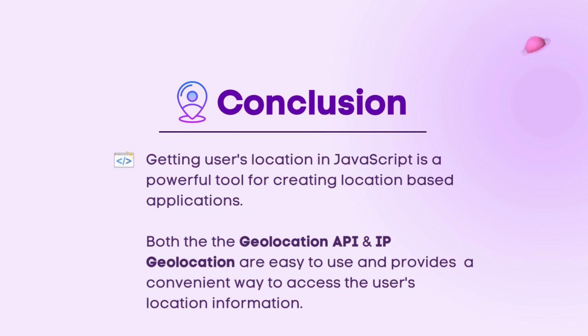In conclusion, getting users' location in JavaScript is a powerful tool for creating location-based applications. Both the geolocation API and IP geolocation are easy to use and provide a convenient way to access the user's location information.